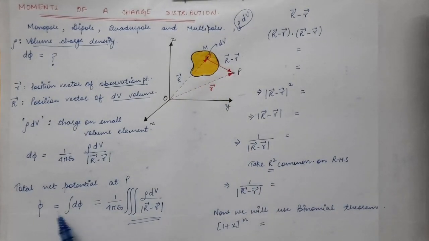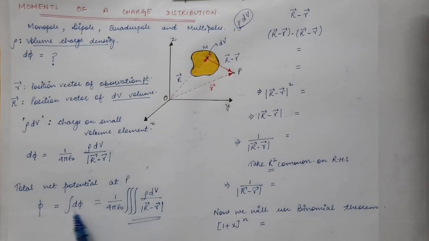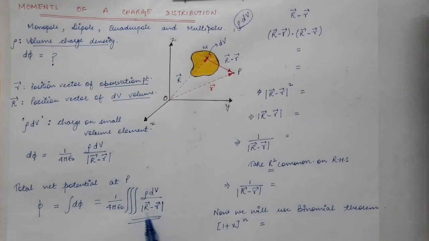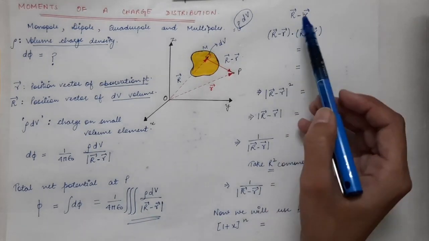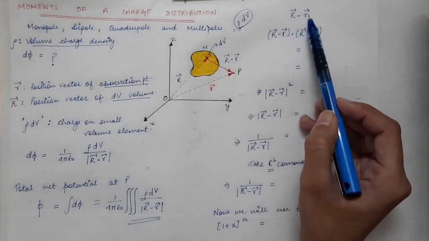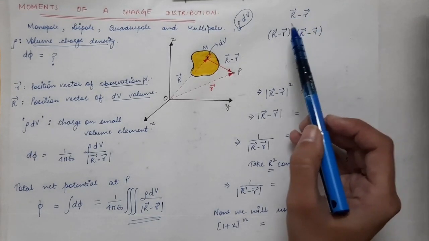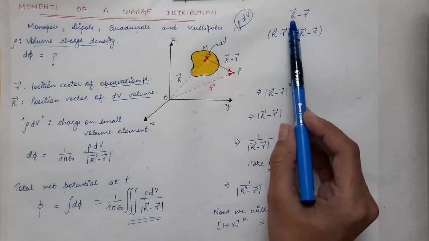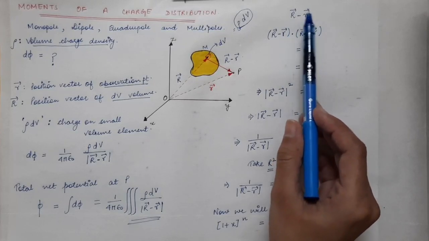Now we are going to further solve this expression of potential. To solve this formula further, first of all we have to see what R vector minus small r vector is equal to. So first we have to simplify this R vector minus small r vector. First of all we will do the dot product of R vector minus small r vector with itself.